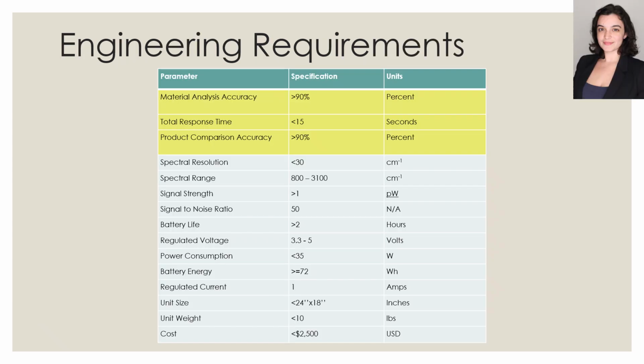This chart details all of our important engineering requirements. The highlighted portion specifies the demonstrable parameters for our final demo. The system should be able to identify a textile sample and conduct a textile product comparison with 90% accuracy. The user should also receive a result readout within 15 seconds of initiating analysis.